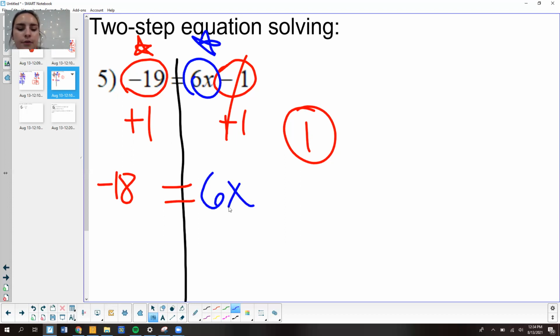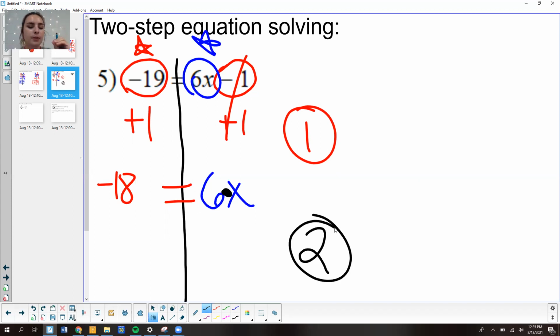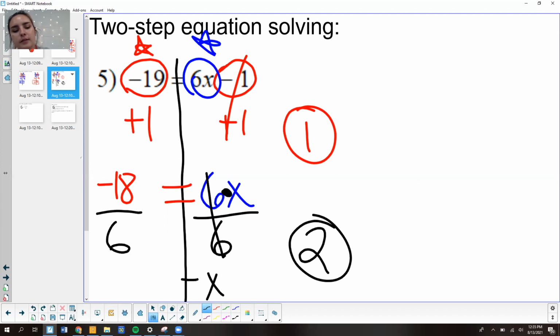Now remember, I said this earlier in the video, whenever we've got a coefficient and a variable smushed together, so a number and a variable right next to each other, they're being multiplied. So to get that x by itself, this is going to be our step 2, we're going to divide because the opposite of multiplication is division. So we're going to divide both sides by 6. So we're going to have x equals, and then go ahead and get your calculators out for our negative number. So -18 divided by 6 is going to give us -3.